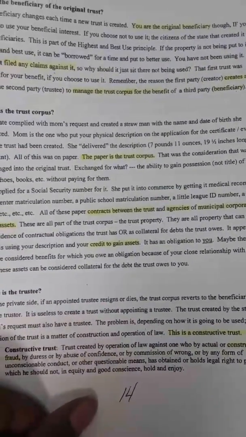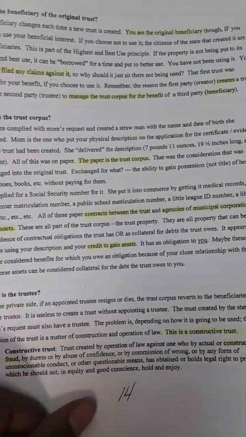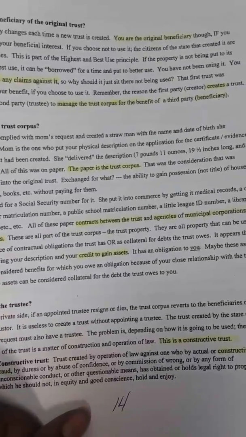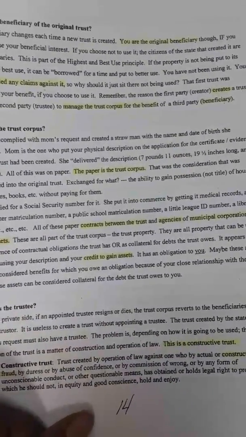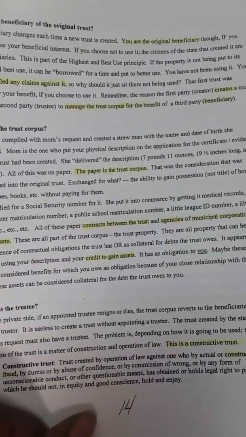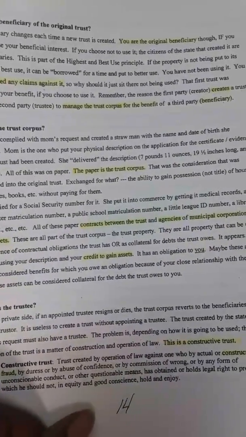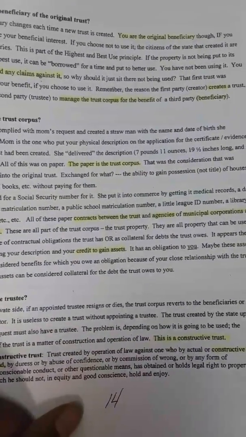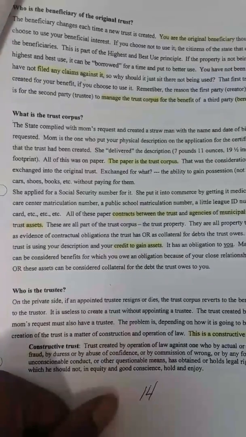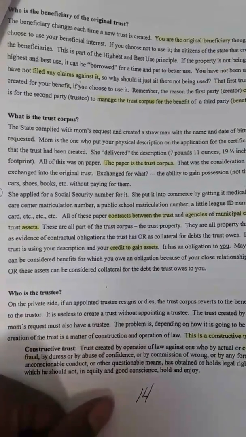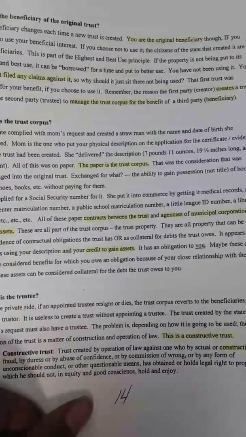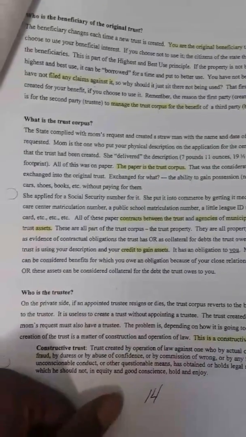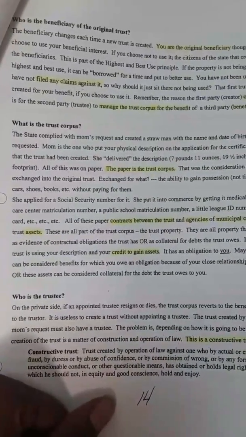See that? So basically now they took the real substance and put everything with you on paper, and now you're basically a corpus, which is a dead person, a ward. This is why you go to a ward, right? So it says the paper is the trust corpus. That was the consideration that was exchanged into the original trust. Exchanged for what? The ability to gain possession, not title, of houses, cars, shoes, books, etc.